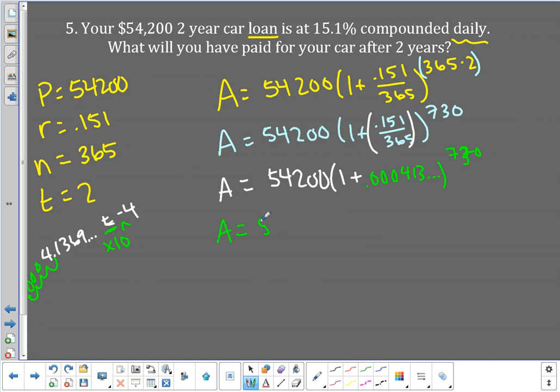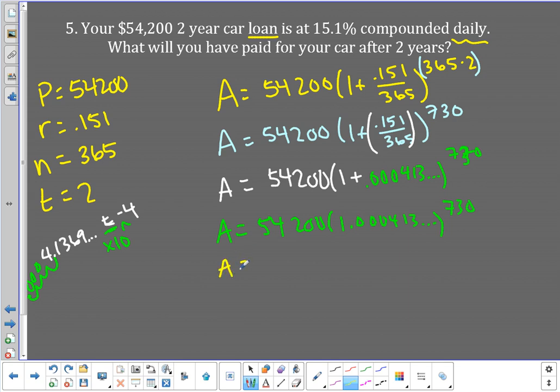So this is 54,200 and then 1.000413 and so on. Raise it to the 730th power. That's a big power. That's exactly the reason that we don't clear our calculator and we don't round, because this is a very large power. And if you cut your decimal off at any point, raising it to the 730th power is going to make a very big difference when you start to multiply and things like that.